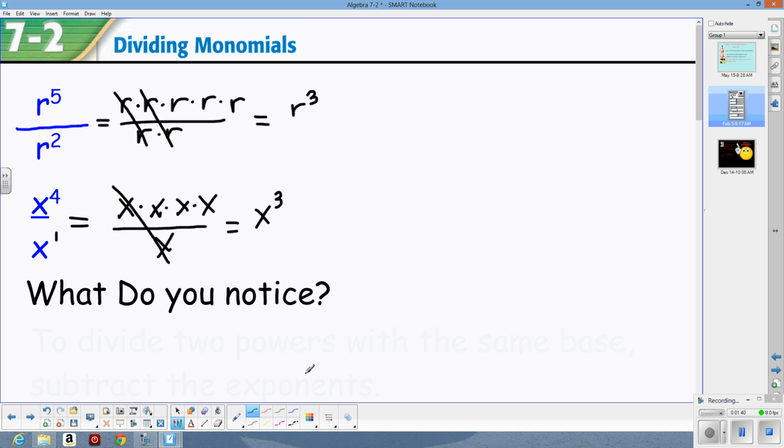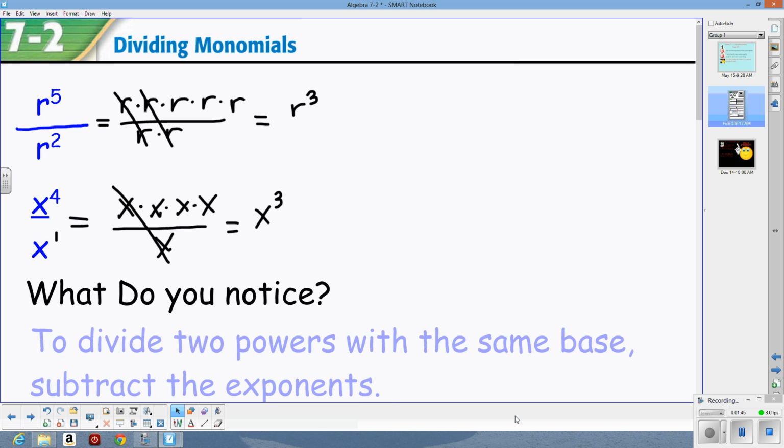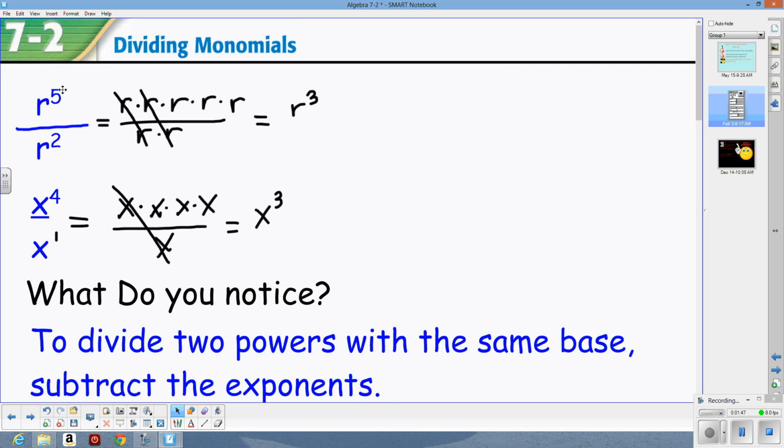Now, what do you notice about what we started with and what our final answer was? That's right. You subtract the exponents. 5 minus 2 is 3, and 4 minus 1 is 3.